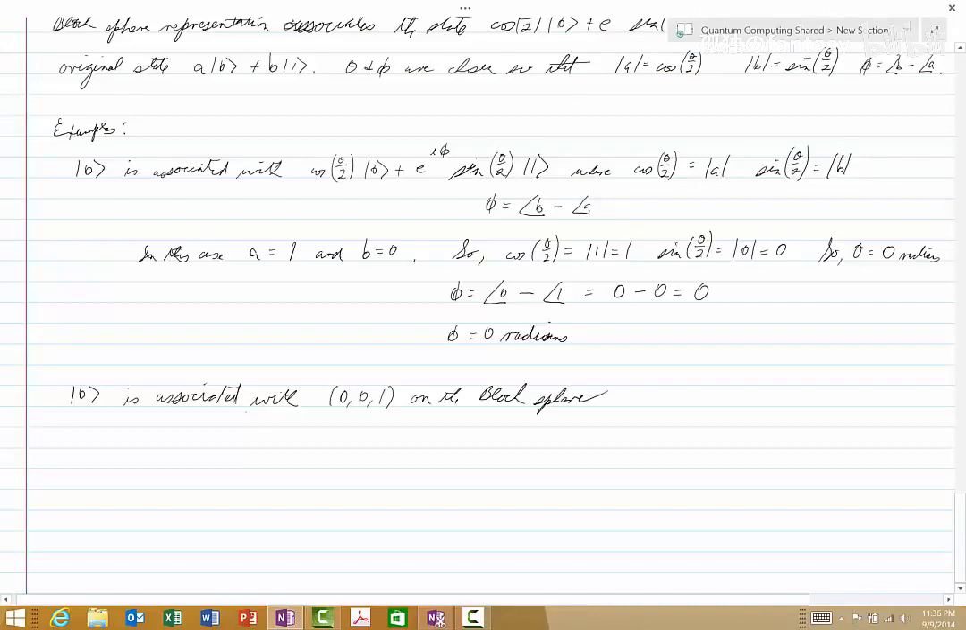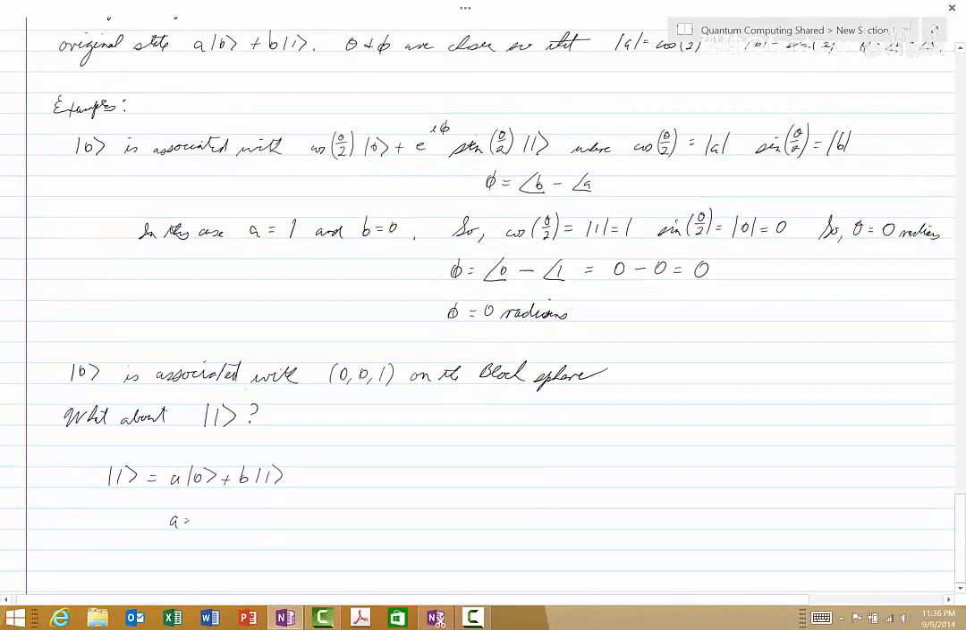Now, let's ask, this is the last example I want to do, what about the 1 ket? Please stop the video and try to do this yourselves first, and then we'll look at it together. Okay, well, the 1 ket, again, we want to write our original state as A times 0 plus B times 1. And so it's clear in this case A is 0 and B is 1.